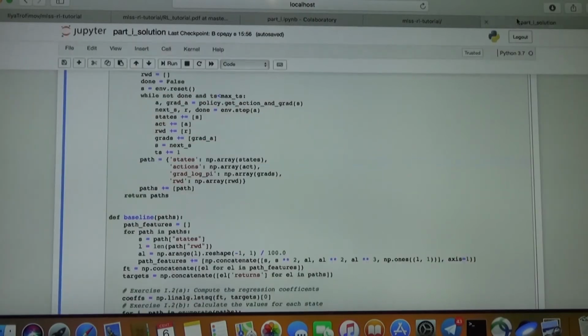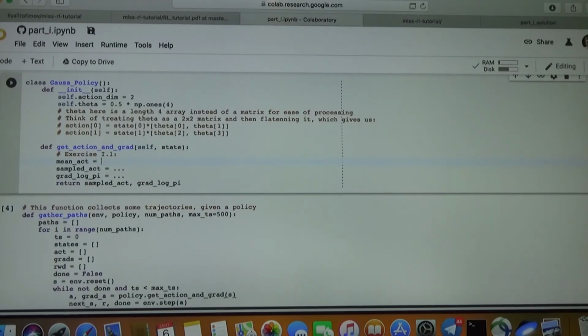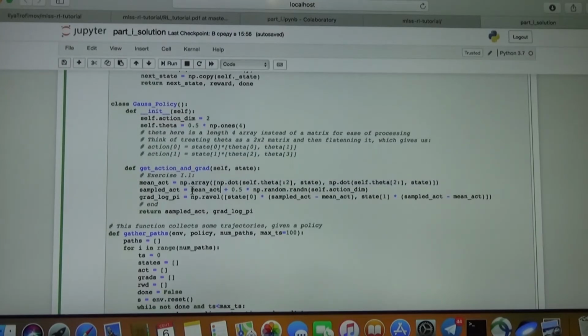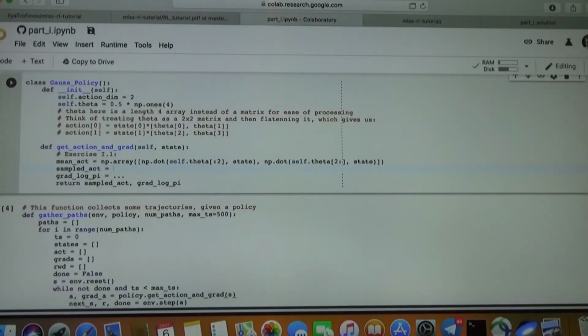Okay, so maybe I will type some solution here. The mean action is just the mean of the two-dimensional normal distribution, the multiplication of the theta matrix by the state vector. The sampled action is the same: it is the mean plus dispersion, right? Plus standard deviation.